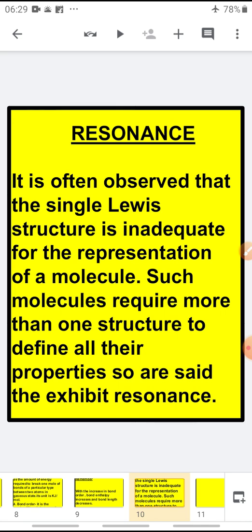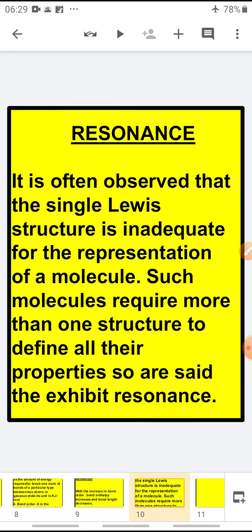In the previous presentation, we have discussed the bond order. I have told you we have discussed all the bond parameters and we have discussed bond order also. Now, after that, in the live class, we have started with the valence shell electron pair repulsion theory. We'll complete it in the live class. I'm starting with resonance now.